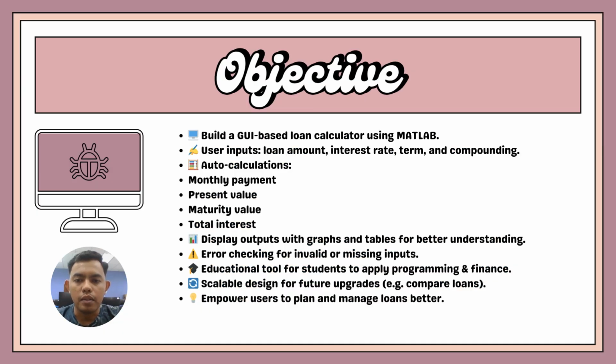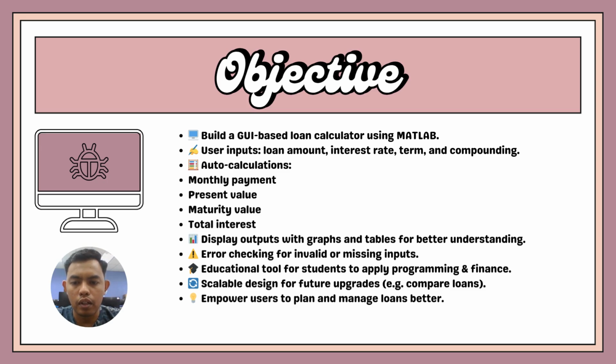So next is the objective. Our project has several clear goals. First, build a loan calculator app using MATLAB with a nice and easy to use GUI. The second is to let users enter loan details like amount, interest rate, term, and compounding. And next is to automatically calculate important values like monthly payment, total interest, and present and maturity values. Next is to show the results clearly, including the graph and the table.